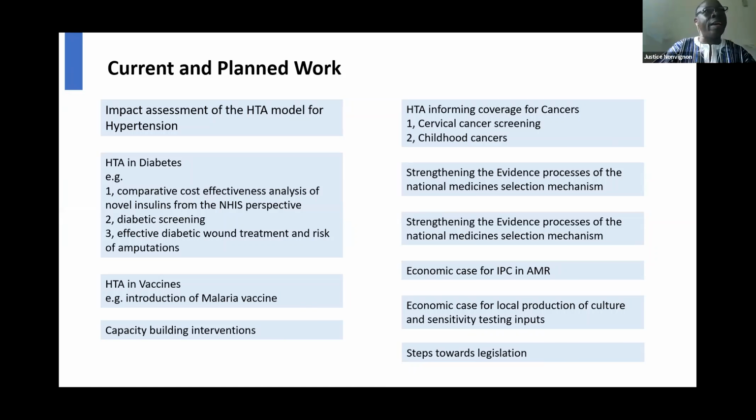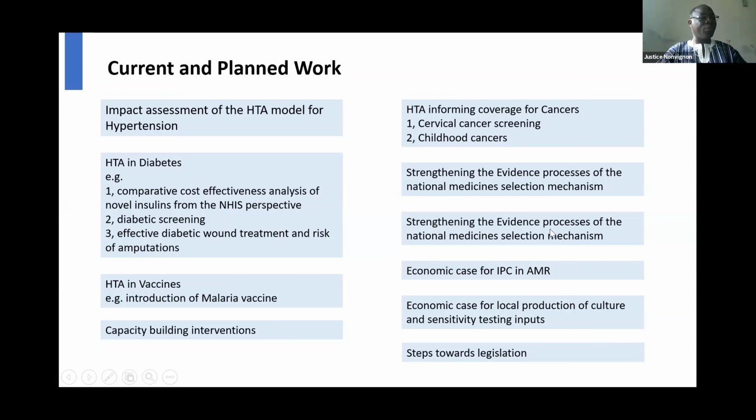Now, a number of activities are ongoing. And one of them is actually beefing up the capacity of the technical working group, but also the secretariat to undertake the expanding requests that come. In fact, the HTA TWG and the structure has received requests, apart from the hypertension work that was done, to also assess diabetes in terms of medicines and some other treatment strategies, to also assess vaccines, and then cancers.